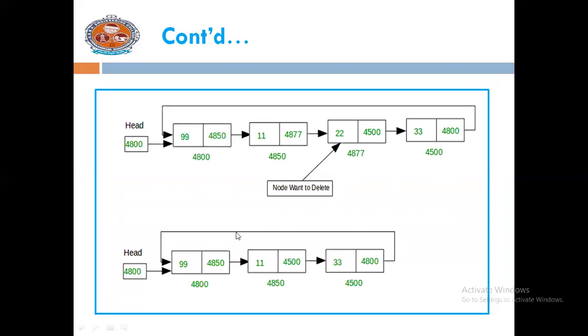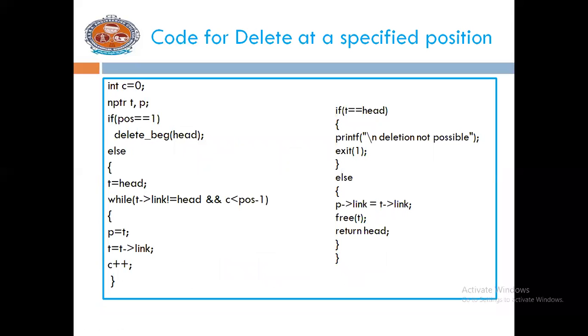So here is the diagram after deleting the node at the given position. The previous node is 11, and the link part of 11 is 4500. So the link part of 4850 is pointing to 4500. Next, coming to the code for deleting at a specified position.